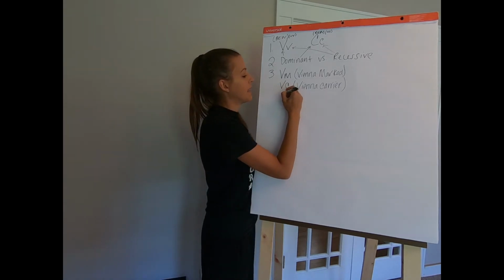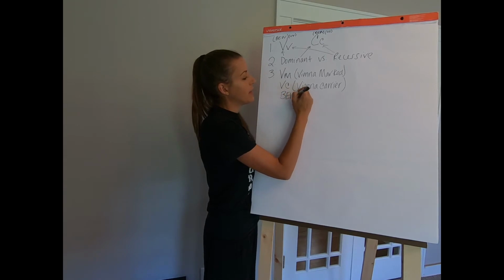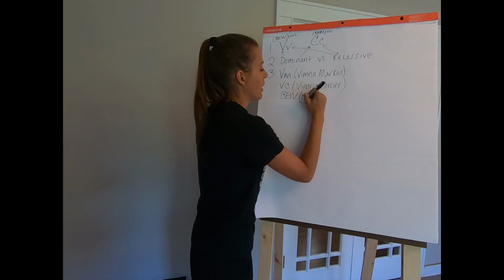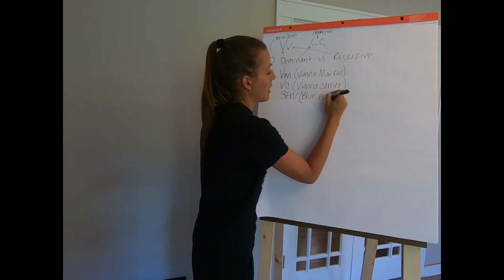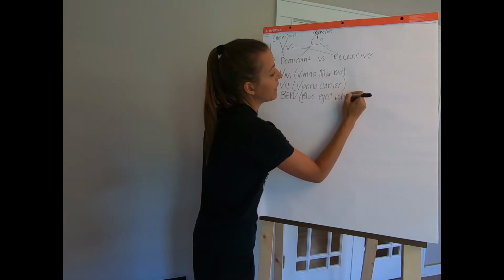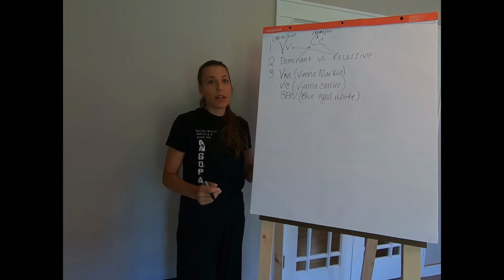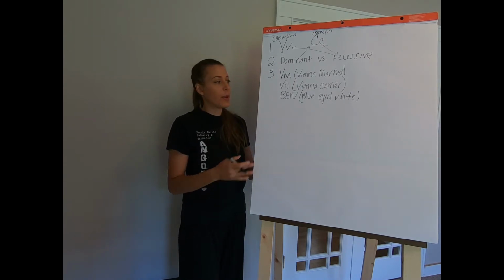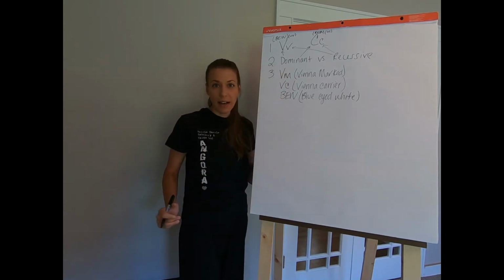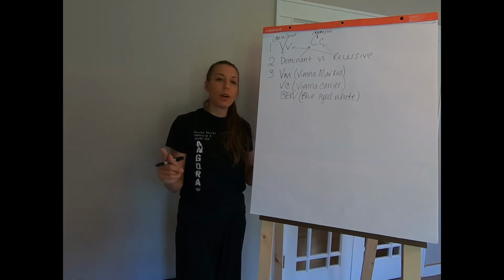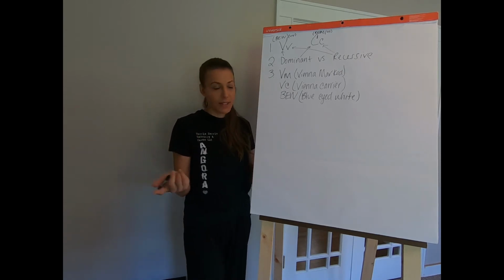The next is your BEW. That's the blue-eyed white. So these are the three types of rabbits you can get when you have either one or two of the Vienna genes.